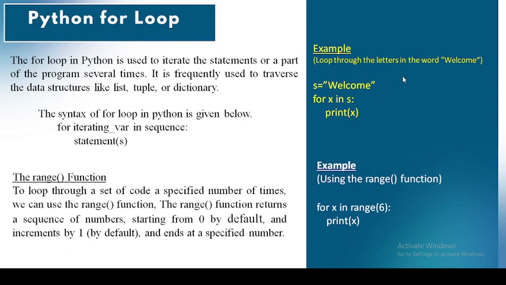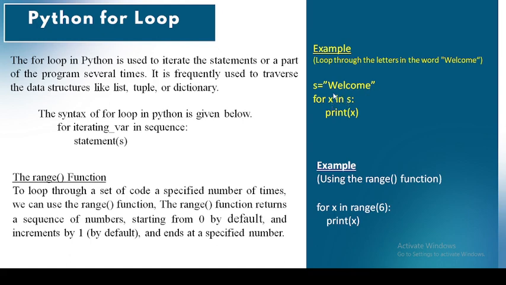Example, loop through the iteration in the word welcome. Here I have stored one value, welcome, in a variable s, and this is my string. I want to visit each and every character of the string, so I need to put a for loop here. What is my for loop? For x in s. What does it mean? This x will visit the s, and it will visit each and every character of the s.